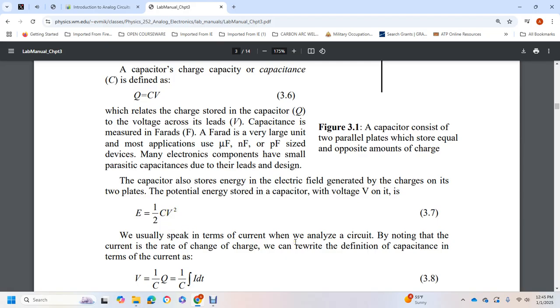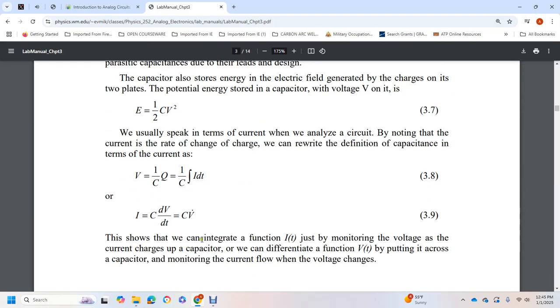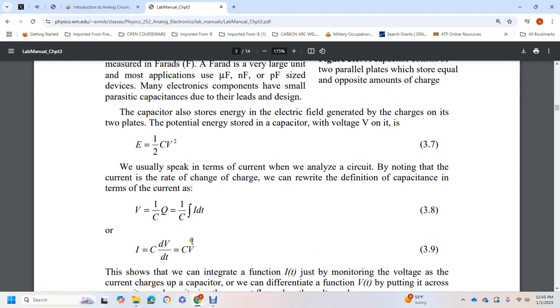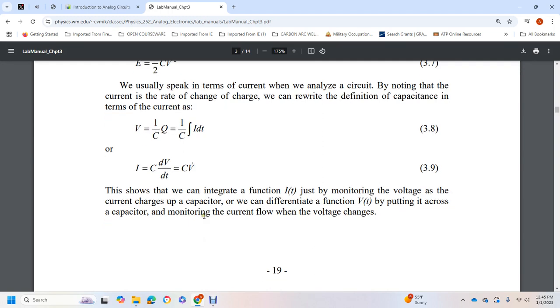Usually we speak in terms of current when we analyze a circuit, noting that current is the rate of change of charge. Rewriting the definition of capacitance in terms of current, voltage is equal to one over C times the integral of I dt. Equivalently, the current is equal to the capacitance times the derivative of the voltage, I equals C dV/dt. This makes the voltage an integrated function of current, and the capacitor current monitors the voltage changes.